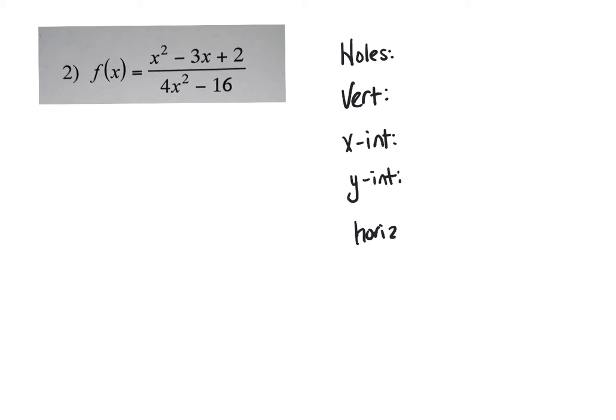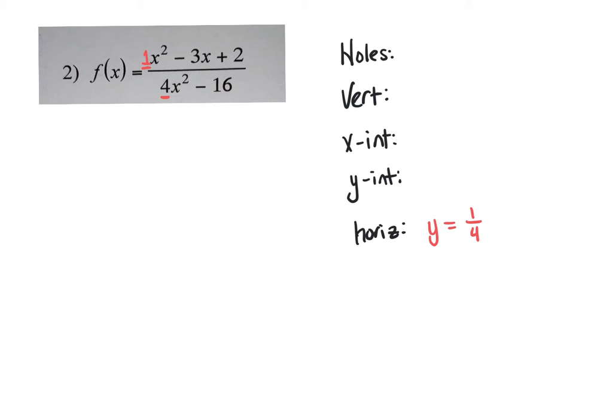So for this one, I would start with my horizontal because that's my shortcut. In this case, it is the same degree on the top and the bottom. So my leading coefficient on top is 1. My leading coefficient on bottom is 4. So my horizontal is going to happen at y equals 1/4. That is where I get this from, right here. The 1 and the 4.